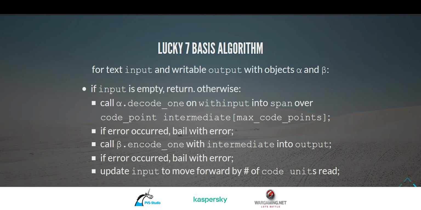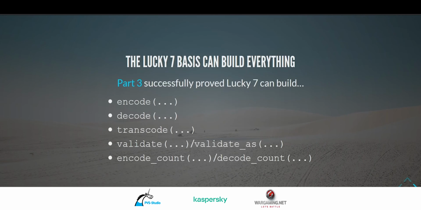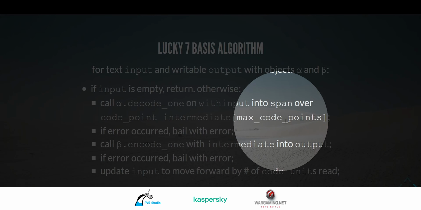And that's okay. Otherwise, what you do is you call alpha's decode 1 with the input into a span that is dragged over an intermediate that you make of the code point type, right? So as long as the encoding objects alpha and beta have a common intermediate code point object, right, you can just basically write into this max code point buffer. And again, you will also be guaranteed that you won't get an error about insufficient output by using this max code points definition right here, right?